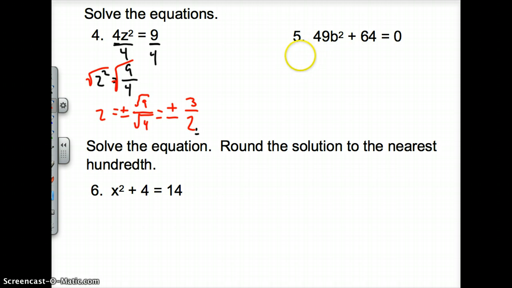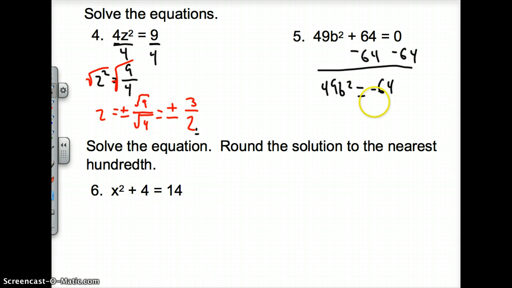And for number 5, again, we have 49b squared plus 64. We have to get this b squared by itself, so I'm going to subtract the 64 to the other side to come up with 49b squared equals a negative 64. How do you get b squared by itself? You have to divide both sides by 49, to get b squared equals a negative 64 over 49.